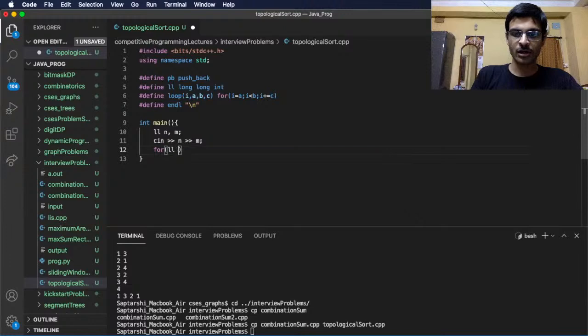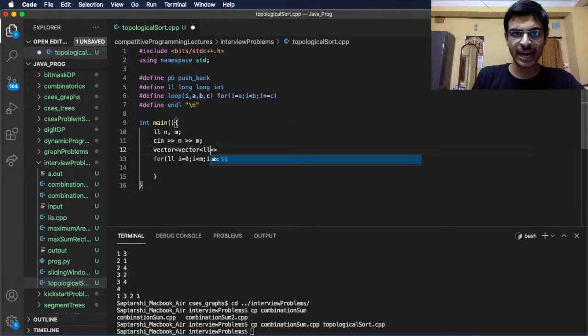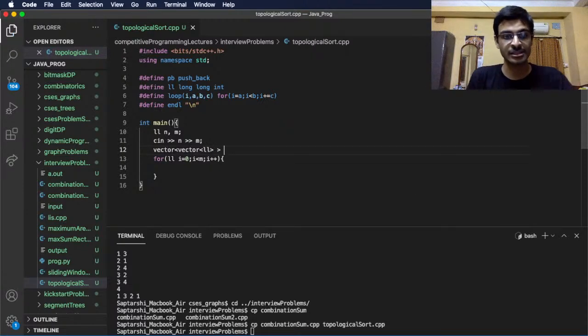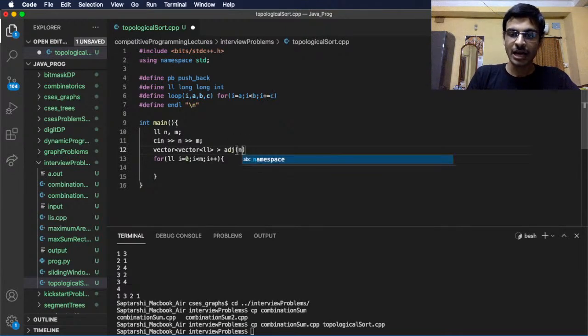So let us see, for long long i equals 0, i less than m, i plus plus, and we will store something like adjacent vector long long. So this is a kind of 2D array which I'm maintaining for my adjacency list. This is not an adjacency matrix, this is an adjacency list. I will say adj n plus 1 comma vector long long.